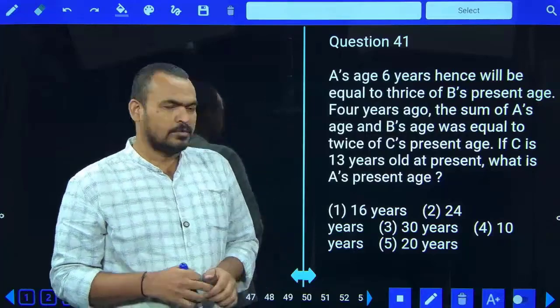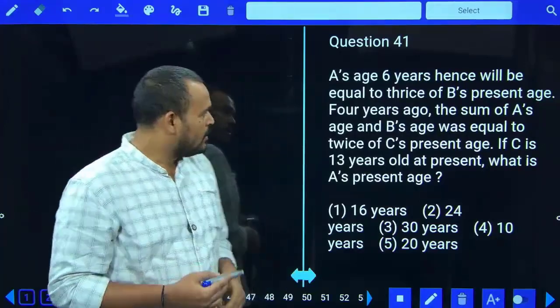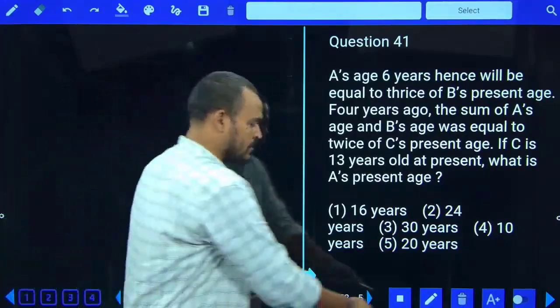SSC today explanation, IBPS RRB Clerk prelims paper number 20. Let's start with question number 41.